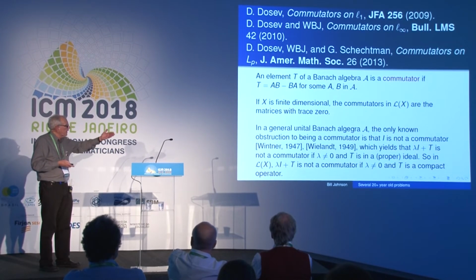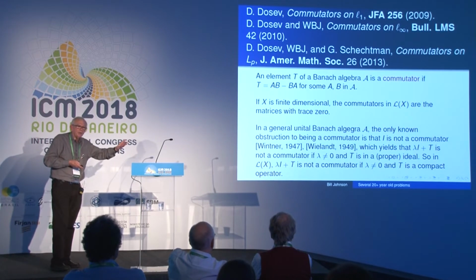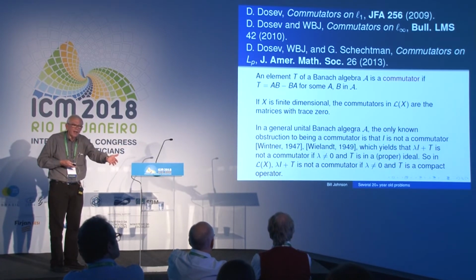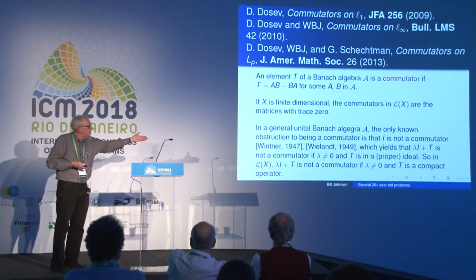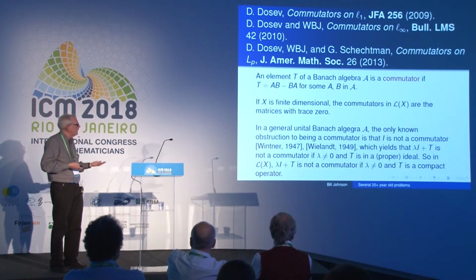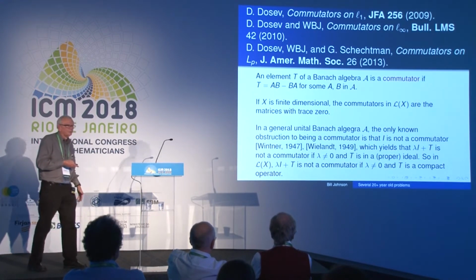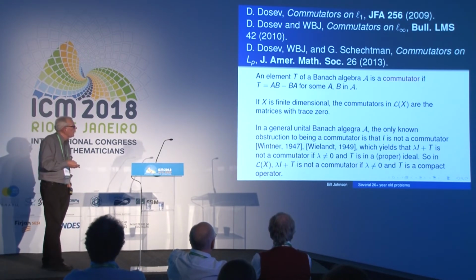Since this works for Banach algebras, if you're in a Banach algebra and you mod out an ideal, you get a Banach algebra. So this says that if you take a non-zero multiple of the identity, a non-zero scalar operator, and perturb it by an operator in a proper ideal, then you can't have a commutator. So this is an obstruction, and the only one we know.